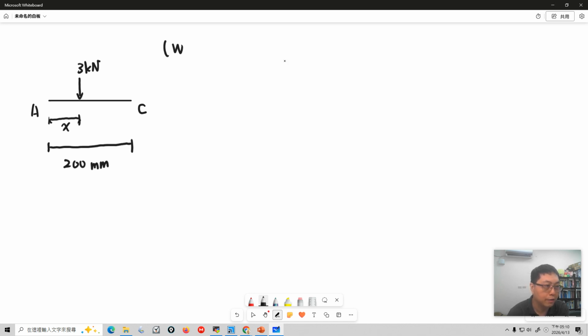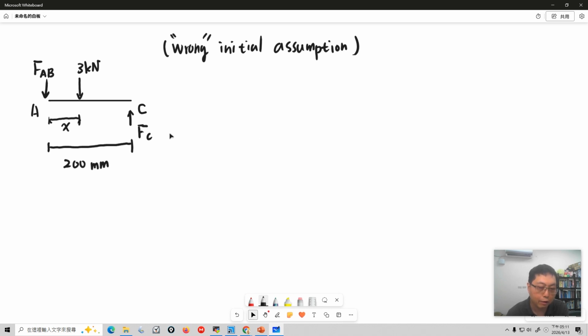I should say a wrong initial assumption. I don't know the direction of force AB and force C, so I can assume any direction. Say FAB points down and FC points up. It's just a random assumption. Could I also get the correct answer? Yes, let me show you. Later I will show another wrong initial assumption, and you still get the correct answer.